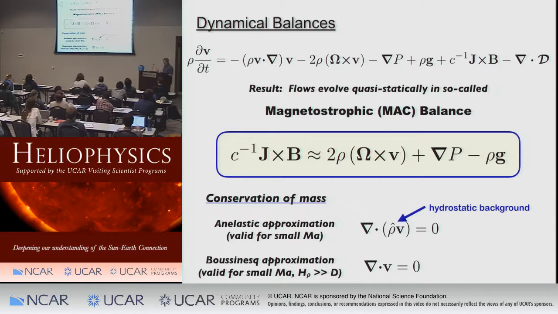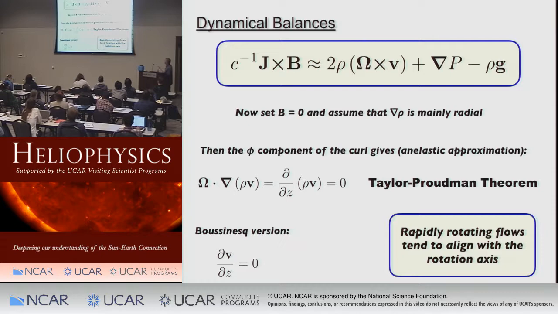So if you take this equation and neglect the magnetic fields, then just this balance is known as geostrophic balance. But if you assume that grad rho is mainly radial, and you take the curl of this equation so the pressure goes away, take the phi component of the curl, then you come up with the result that omega dot grad rho v equals zero. The Boussinesq version is dv/dz equals zero, where z is the direction of the rotation axis. So this says that rapidly rotating flows tend to align with the rotation axis.